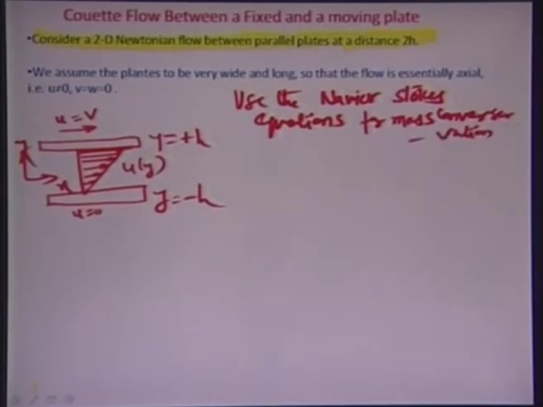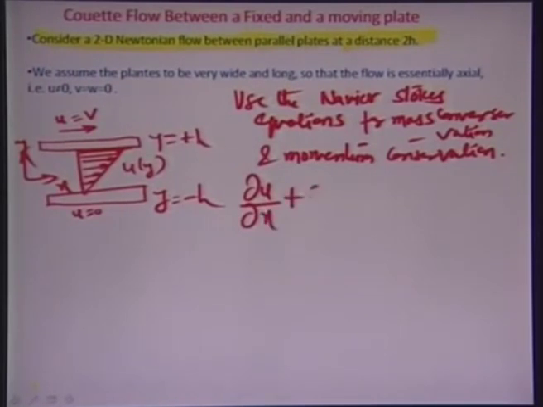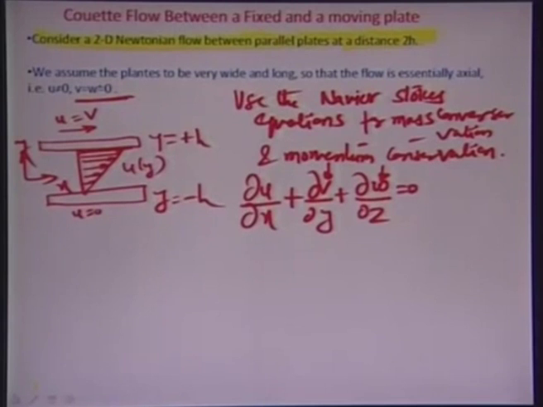As I told you earlier, we will be only discussing the conservation of mass and conservation of momentum equations for microfluidics. For the conservation of mass equation, we get du by dx plus dv by dy plus dw by dz equal to 0. v and w are 0, because there is no velocity along the z direction, which is into this plane, and also none along the y direction. So there is really no circulating flow in the whole of this domain. There is only a unidirectional flow, and u is non-zero and a function of y. So these terms would be 0, and we are left with du by dx equals 0 in this particular case.